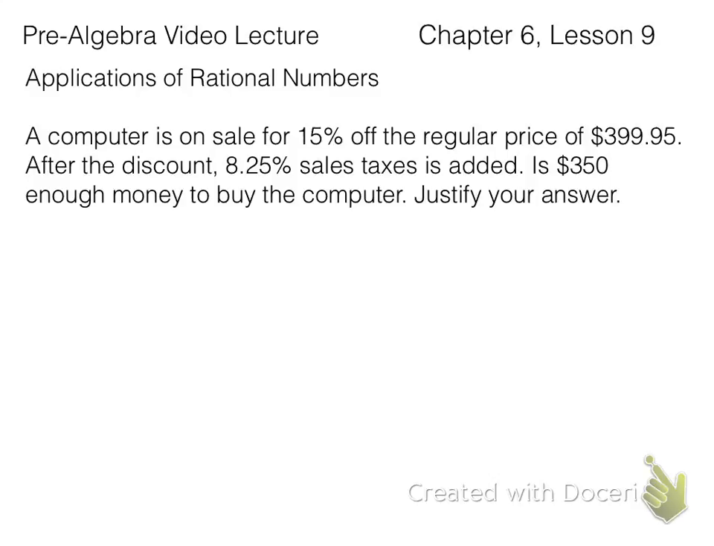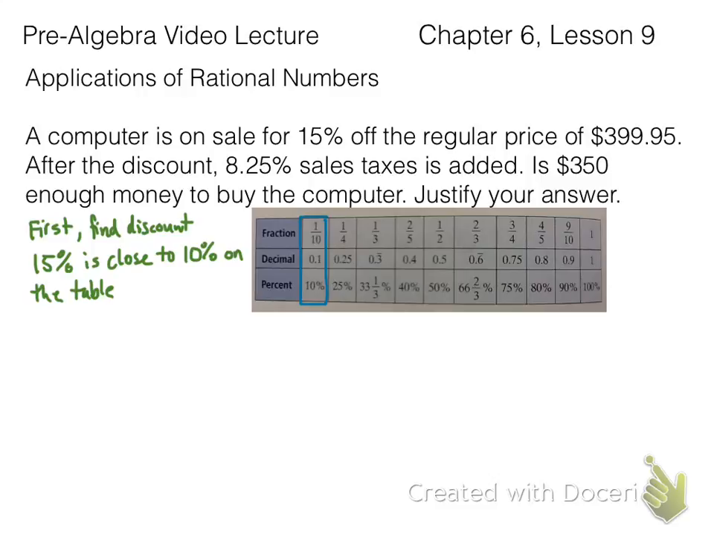Okay, so again, there's a few ways you can go about this, but you have to take care of the discount first. So we're going to find the discount of 15%. Well, according to our table, there it is, 10% is closest to 15%. Now, you could go up to 20%.